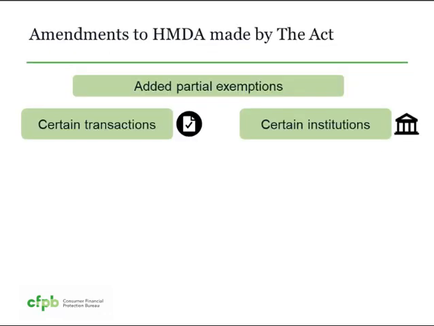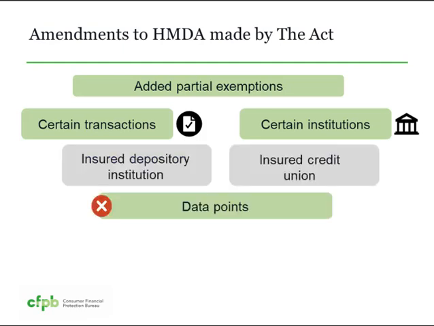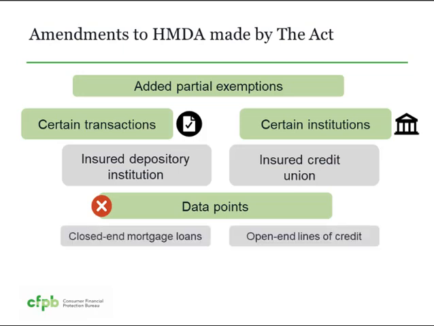The Act amended HMDA by adding partial exemptions from some of HMDA's collection and reporting requirements for certain transactions made by certain institutions. Here's how they work. An insured depository institution or insured credit union does not need to collect or report certain data points with respect to closed-end mortgage loans if it originated fewer than 500 closed-end mortgage loans in each of the 2 preceding calendar years.